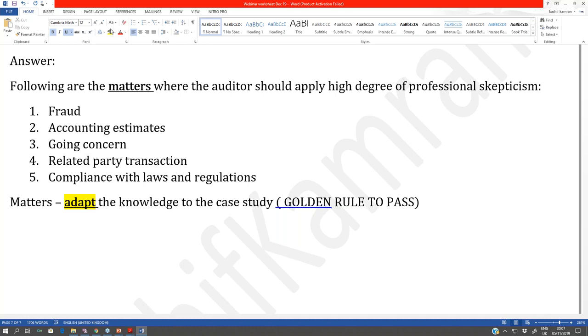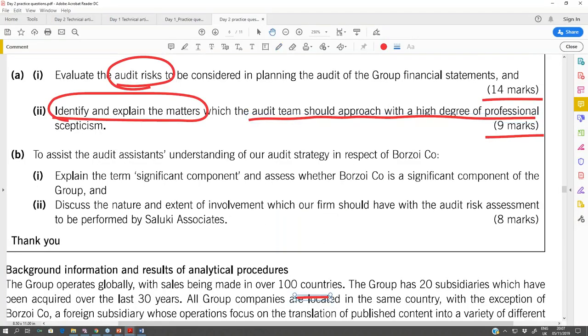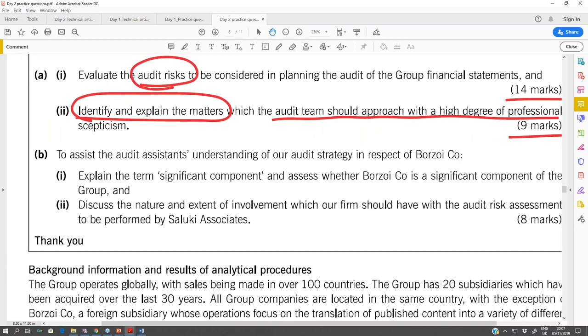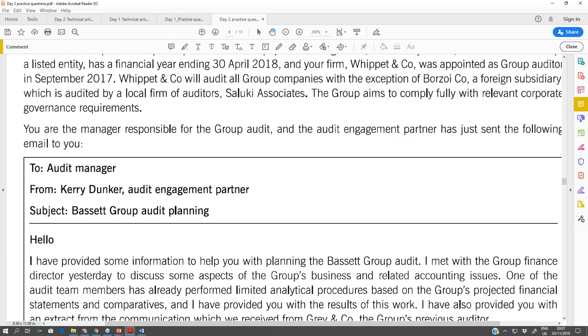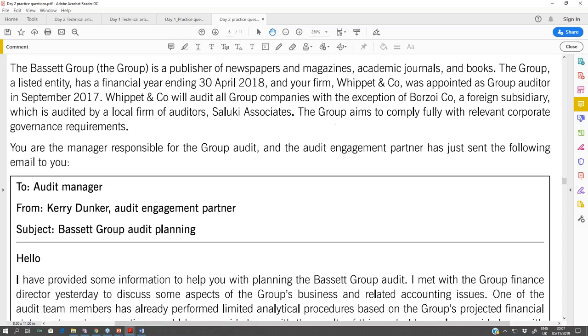But can I get something out of the case study? Can I get the matters out of the case study? That would be wonderful. Now, obviously, in the exam, you will be reading question number one fully, because you need to read the whole question. When you're reading the whole question, right from the start to the end, you might find some areas where you believe you need to be more skeptical. And those areas will become more important because you're finding them from the case study. Let's see, are there any areas where I need to be more skeptical?